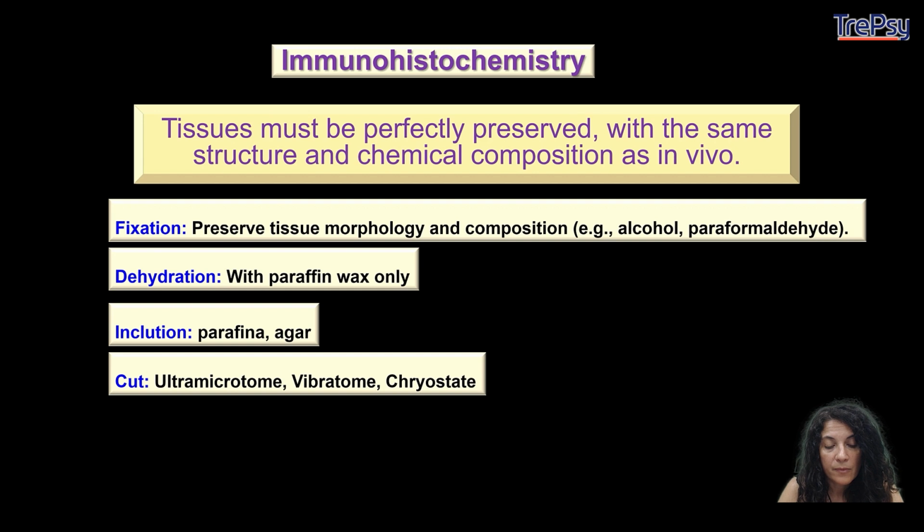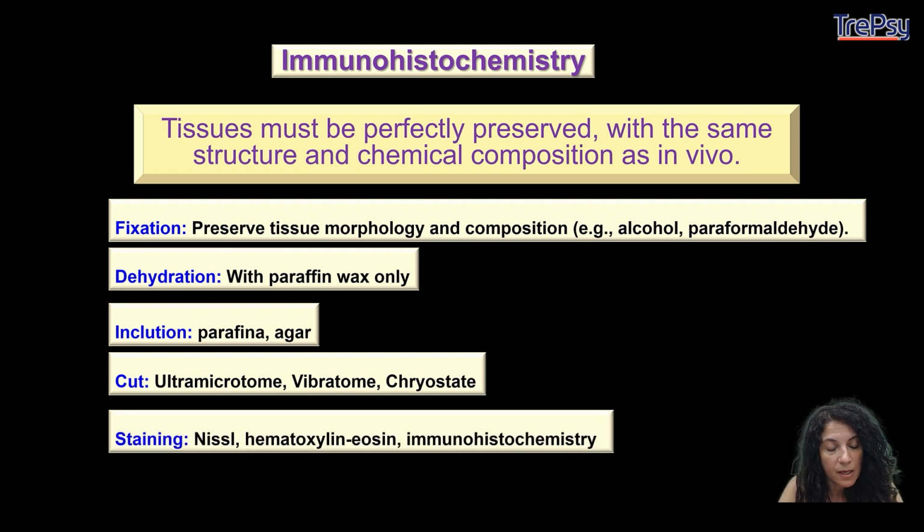If you would like to use the vibratome, the difference is you have to include the piece in agar, and you don't need to cryoprotect your tissue. And finally, you can stain your tissue with Nissl or hematoxylin-eosin or immunohistochemistry.